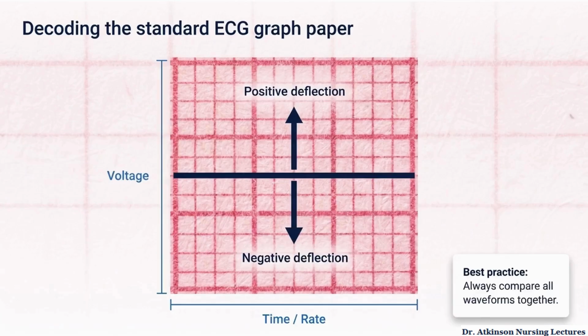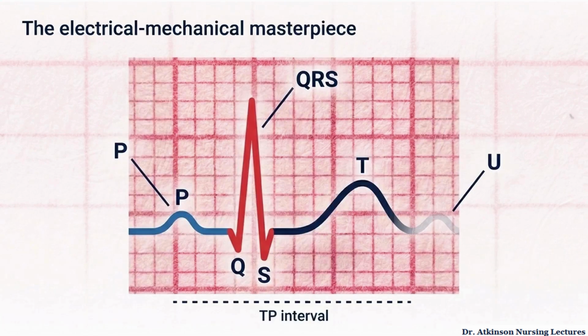On the ECG grid, the horizontal axis is time and rate. The vertical axis is voltage. An upward deflection is positive, downward is negative, and you always read every waveform together. Every heartbeat plays out as this full waveform, electrical activity driving mechanical action beat after beat. Next, we'll break down each component individually.